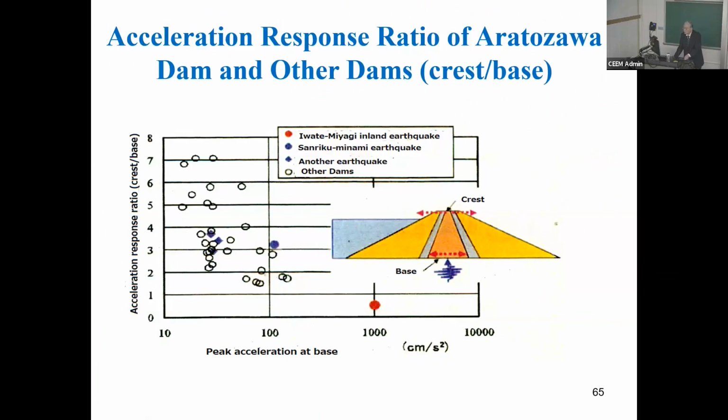This shows the acceleration response ratio of this dam and another dam. As the peak acceleration at the base increases, this ratio reduces. But in this case, it is smaller than 1.0, almost half.